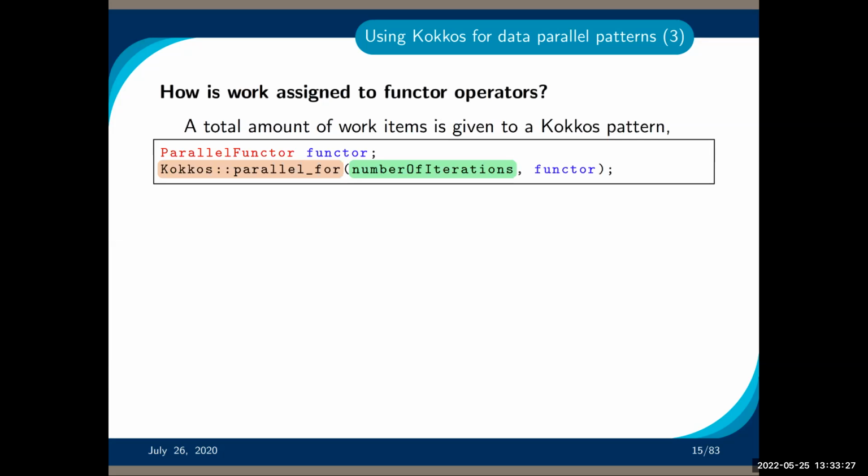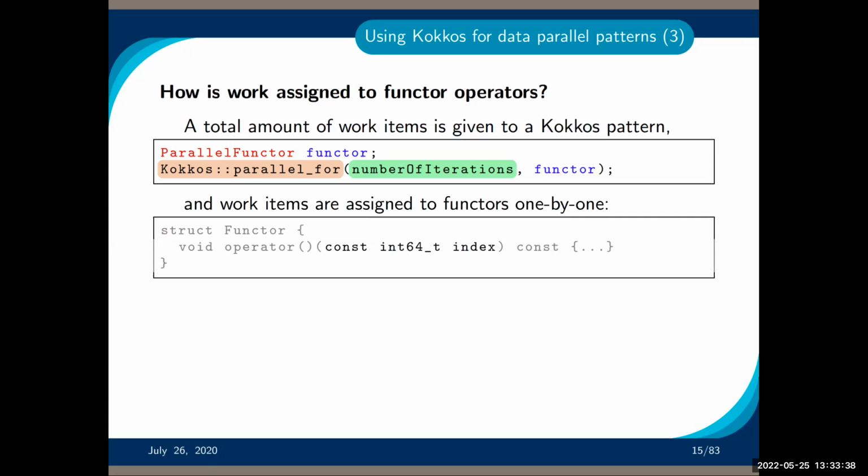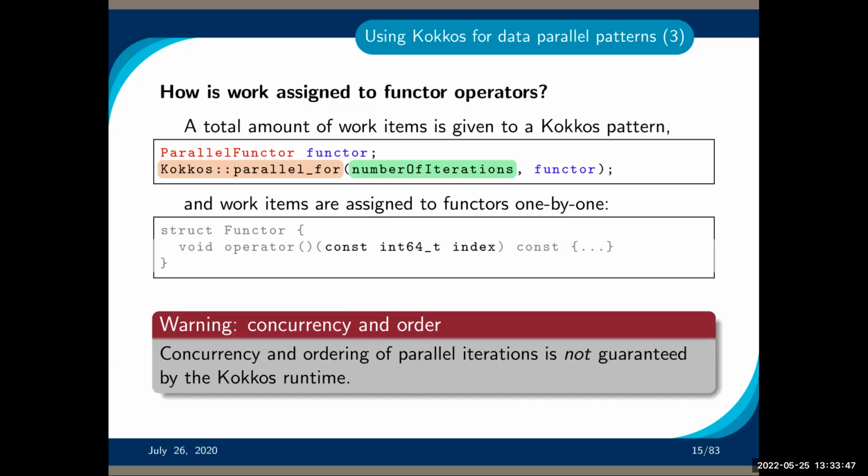The way you execute it is you call Kokkos::parallel_for. The simplest one is you just pass the number of iterations and the functor to do the work. That functor would take an index as a parameter and do the work for that index, that one piece of work. The ordering and concurrency is, of course, not guaranteed by Kokkos because we're just mapping to hardware.